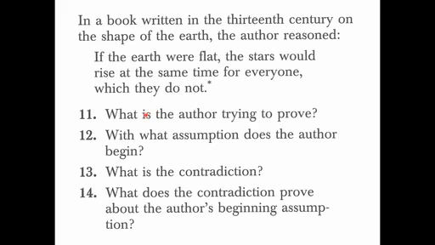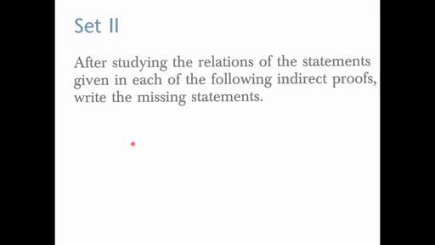So now the question, what is the author trying to prove? With what assumption does he begin? Where do you see a contradiction? And what does the contradiction prove about his beginning assumption, this number 12? What does the contradiction do to that? Okay, set 3.